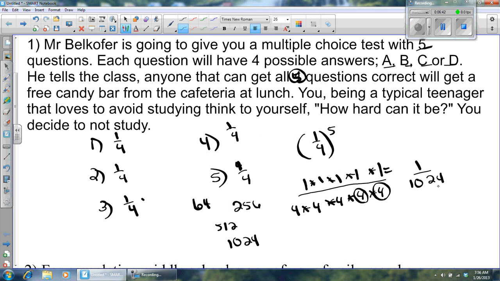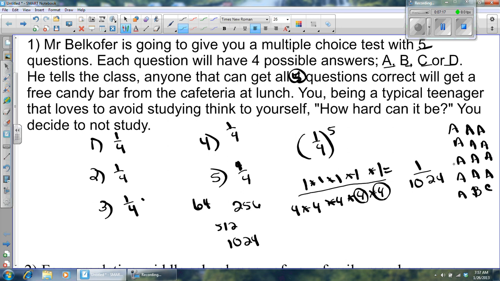So what does this mean? It means there are 1,024 different ways to answer this test. One way would be A. Another way would be A, B. And then, of course, A, C, and so on. If I were to list all the possible ways, there would be 1,024 of them. And only one of them would get me a perfect score and earn me the candy bar.